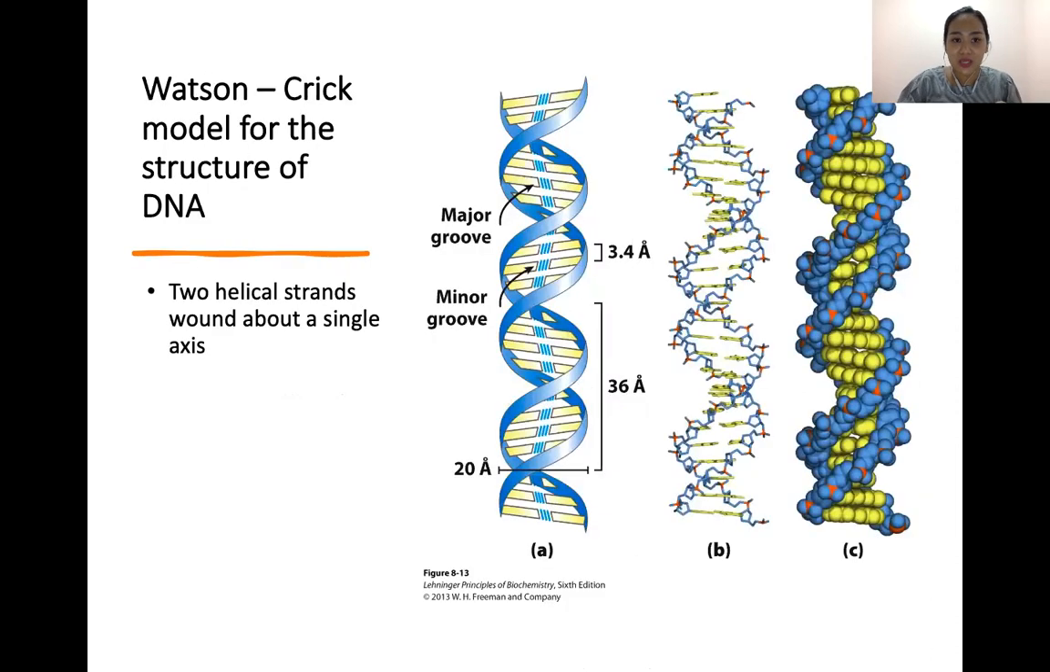Now this is the Watson and Crick model for the structure of the DNA. In the Watson and Crick model, I know you are very familiar with this one, there's a double helix, 2 helical strands wound about a single axis. So these are 2 strands. So this one strand that runs in a 5' to 3' direction is paired with another strand that runs in the opposite direction. So this other strand is in a 3' to 5' direction.